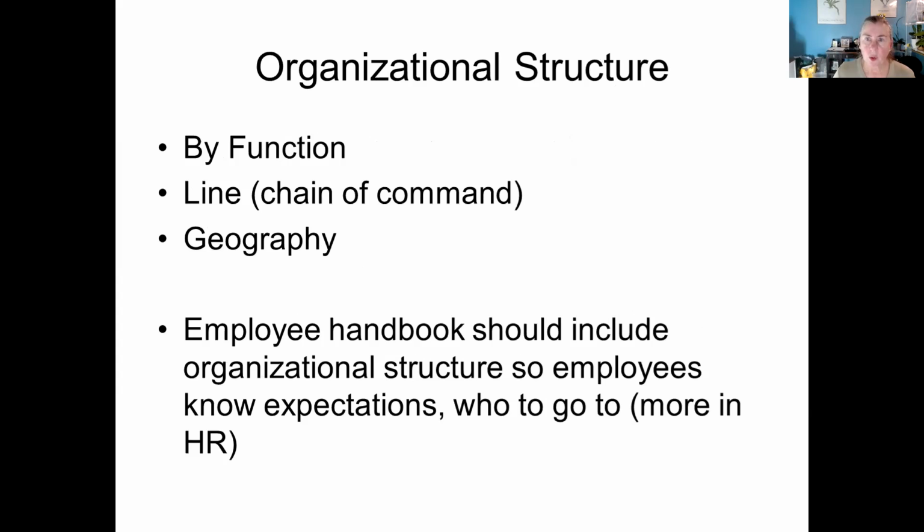So there are a number of ways to organize any kind of business by function. For example, if you had an FBO, you might have your mechanics in one section, your flight school in another section, your charter in another section. You might have a chain of command. You might have the boss, and then they go down from there. Or it could be by geography, especially whether you serve different areas or whether you're located in different areas, dividing up the organizational structure by geography.